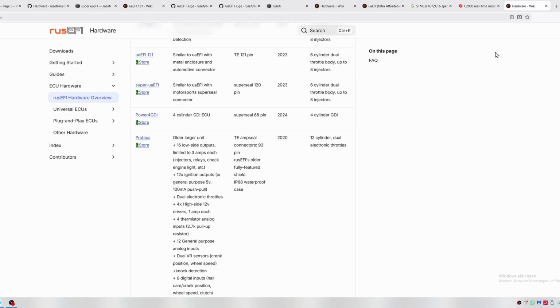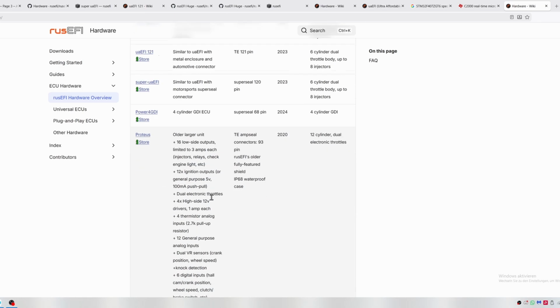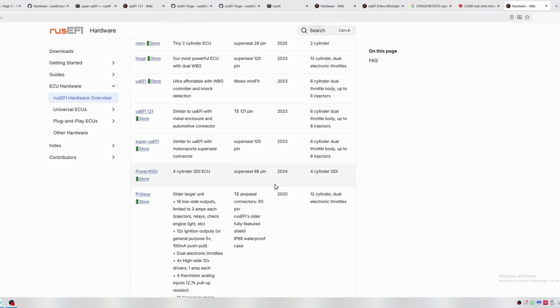I hope you could now understand what the differences are and what you actually should buy and what you maybe should avoid, because it's just end of life, like the Proteus and the Micro RUSEFI.